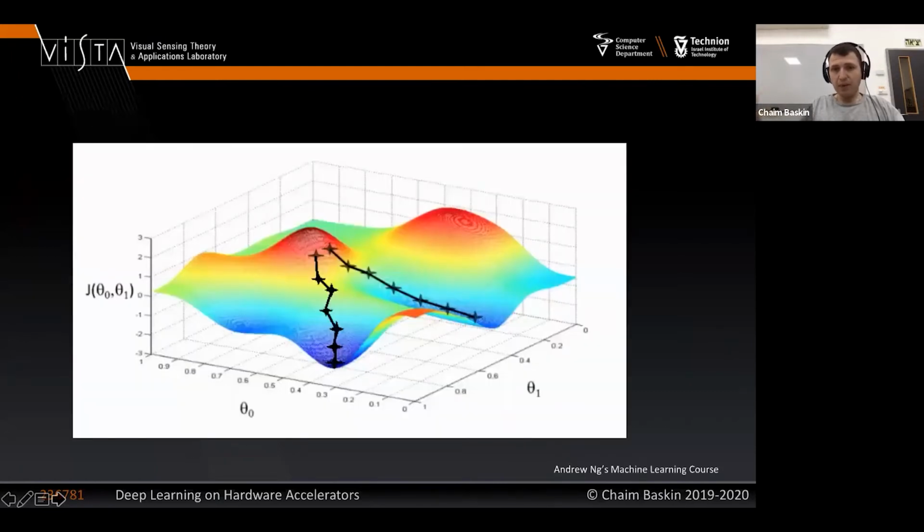So what we are doing here, this is our optimization loss curve. The function is J, a function of the variables theta 1 and theta 0. We initialize our parameters, and then we move forward along our optimization loss until we reach our optimal loss minimum.